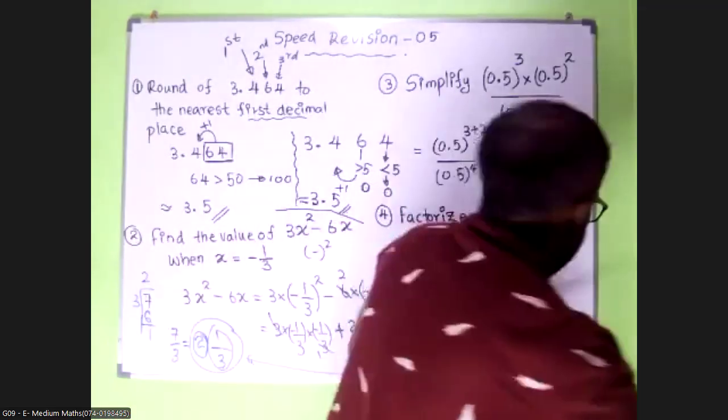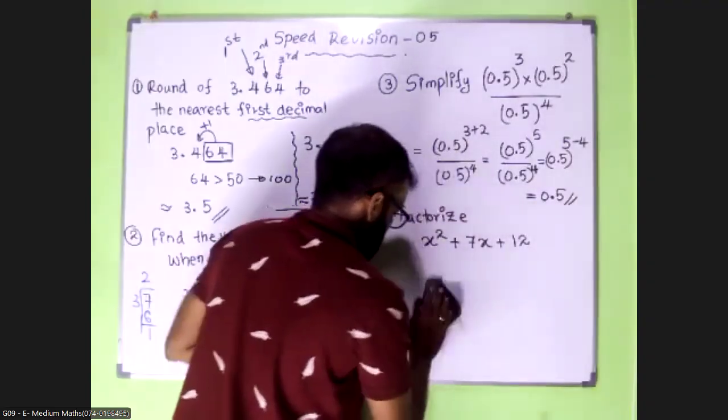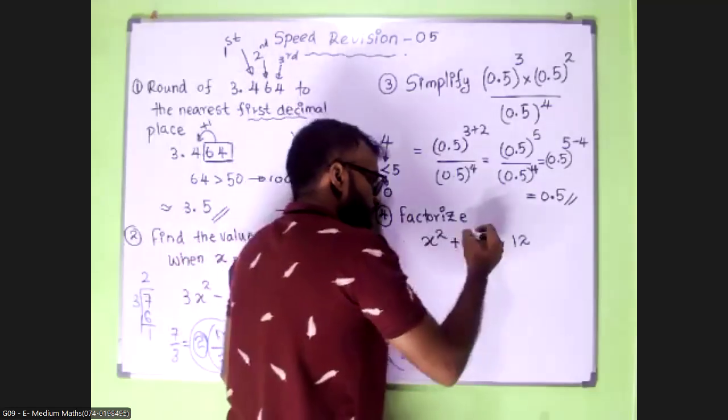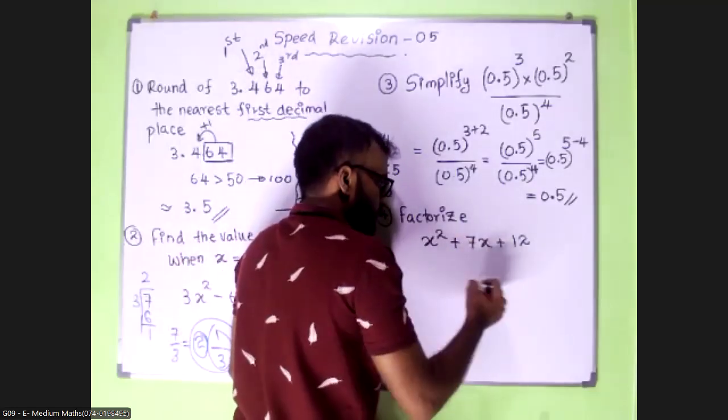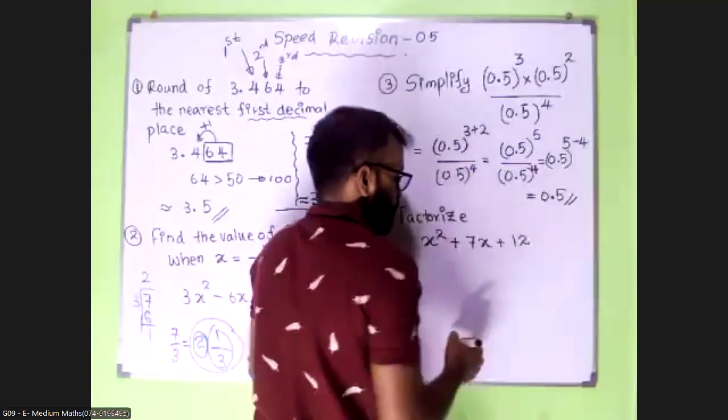Factorize. So how do you factorize this? Right? Factorize. How do you factorize? Now here you have 7. Here you have positive 7. Here you have positive 12.